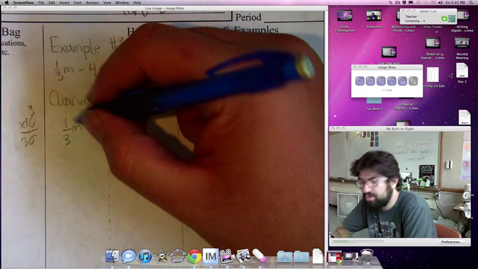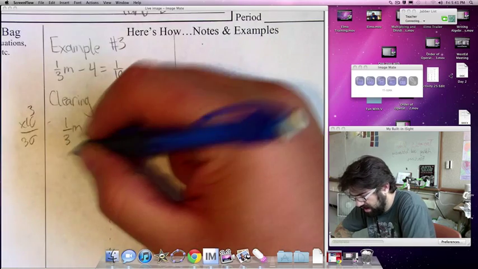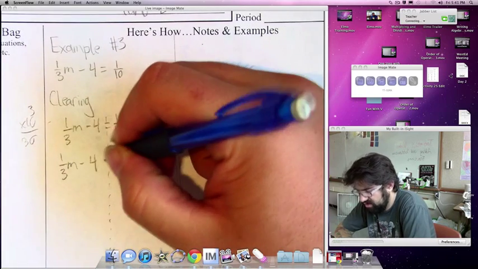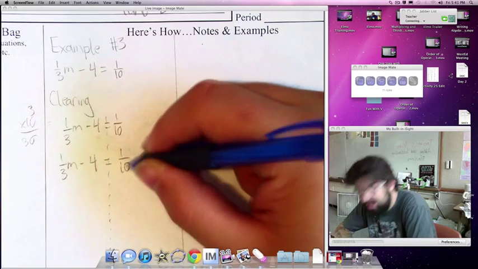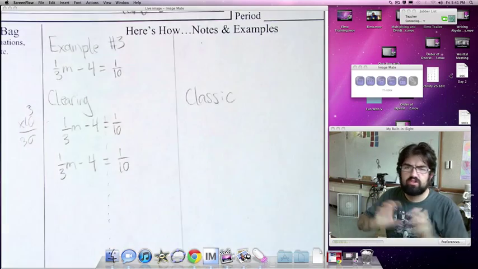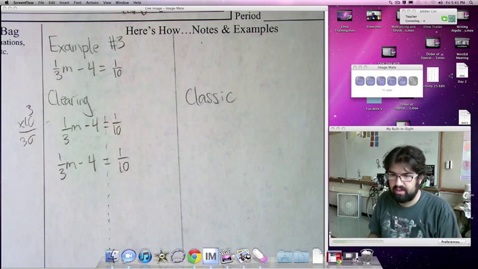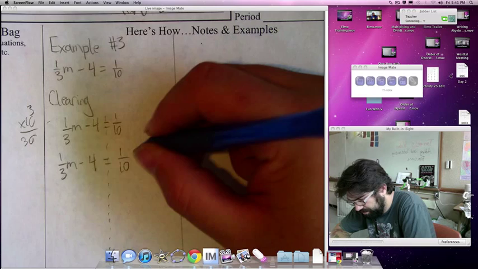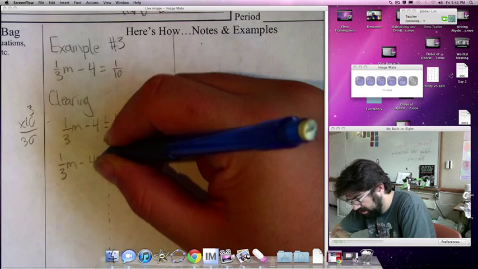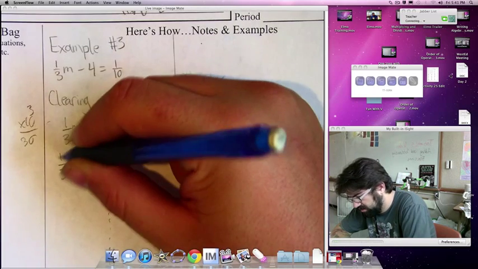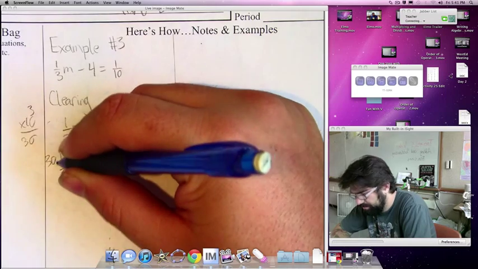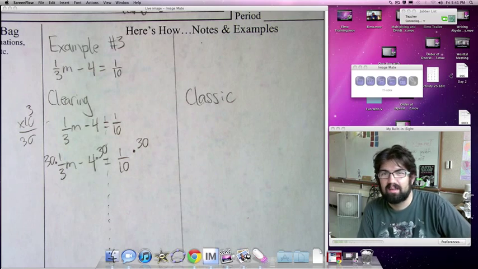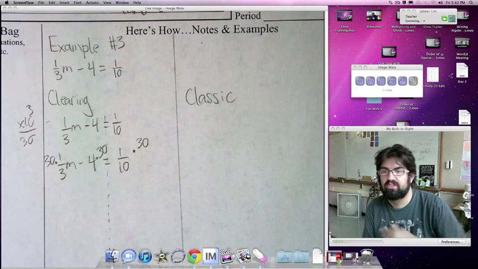I'm going to times everything by 30, so when I rewrite, 1/3 m minus 4 is equal to 1/10. And notice I came up with a game plan before I even started working. I know I'm going to multiply everything by 30 before I start writing. So I'm times this by 30, times this by 30, times this by 30. Okay. And I'm not technically going to multiply times. Here's what I'm going to do.